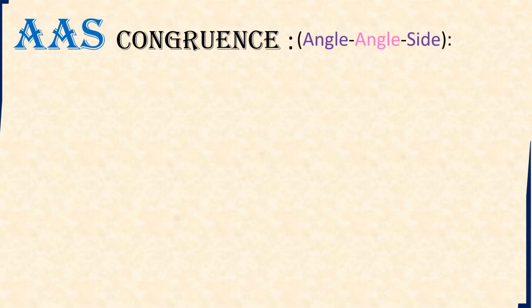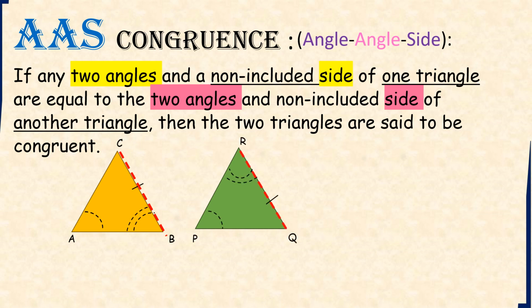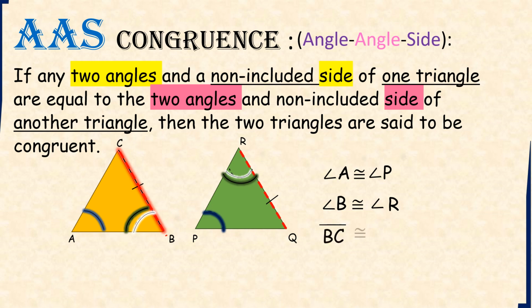Angle angle side congruence. If any two angles and a non-included side of one triangle are equal to the two angles and non-included side of another triangle, then the two triangles are said to be congruent. Here, angle A is congruent to angle P. Angle B is congruent to angle R, and side BC is congruent to side QR. Then, the triangle ABC is congruent to triangle PQR.